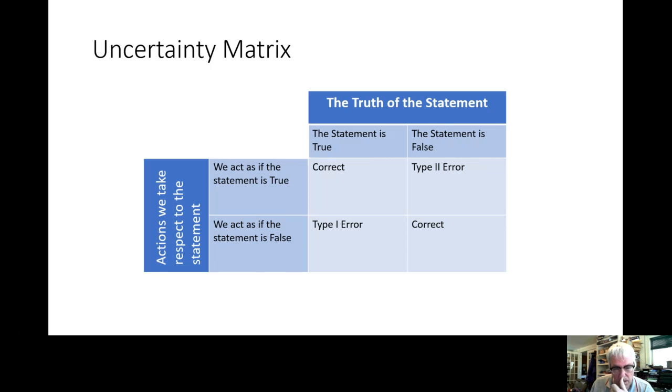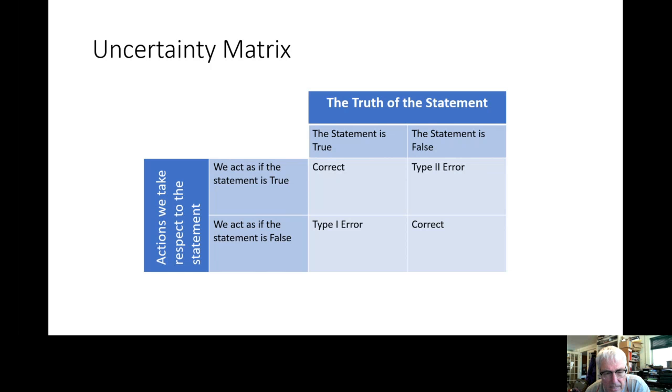The columns stand for the actual truth of the statement. Is this statement true? Is this statement false? The rows correspond to the actions we take with respect to the statement. So whether we act as if the statement is true or we act as if it is false.